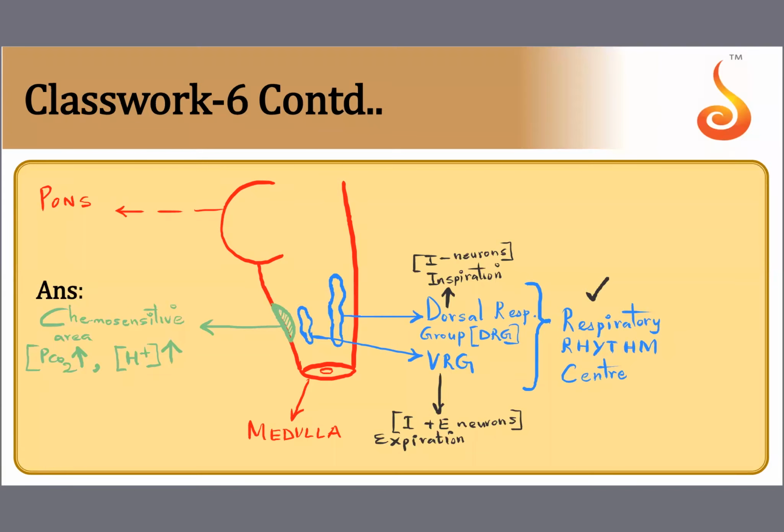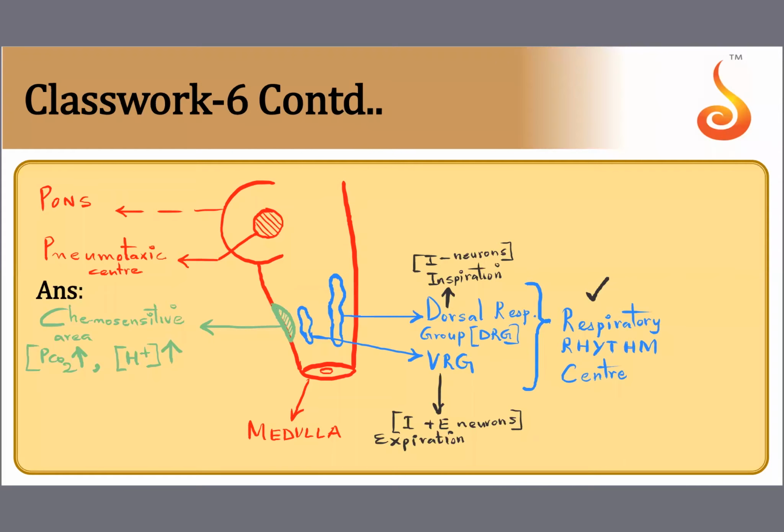Another very important area is located in the pons only. This area is called the pneumotaxic center. They give only one sentence in the NCERT, but there are a lot of things you need to know behind this sentence. They say that the pneumotaxic center reduces the duration of inspiration. So how does it reduce the duration of inspiration? See, I'm labeling this pneumotaxic center. This pneumotaxic center is located in the pons.